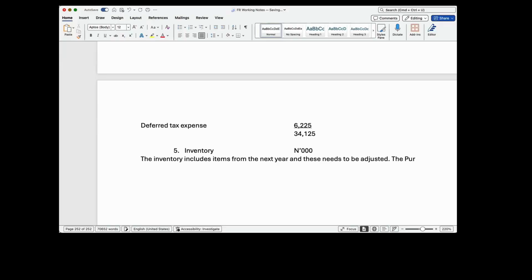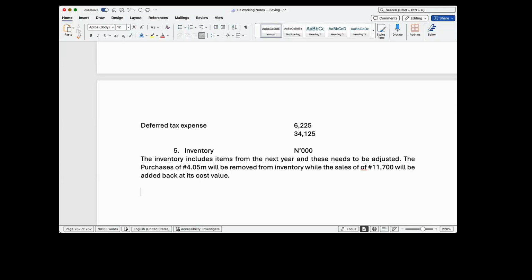The purchases of 4.05 million will be removed from inventory, while the sales of 11.7 will be added back at its cost value. So that's all we need to do here.